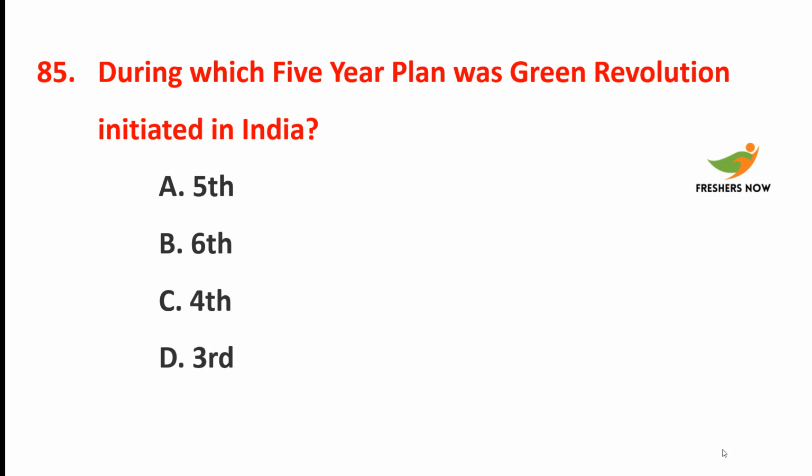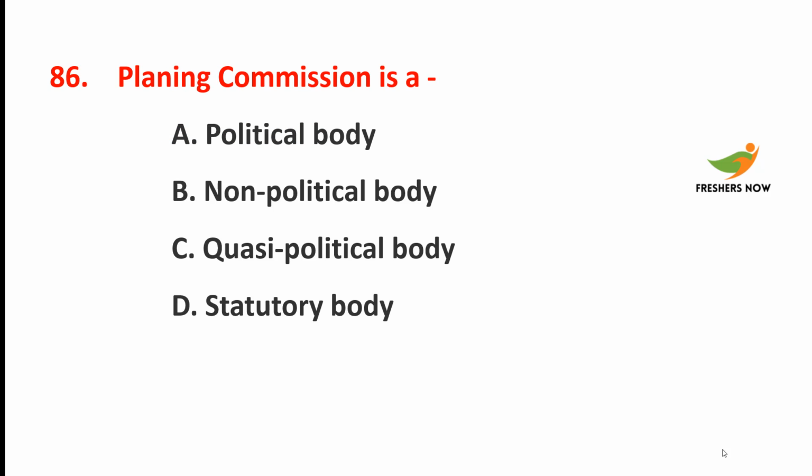85th question. During which 5-year plan was Green Revolution initiated in India? And the answer is B, 6th. 86th question. Planning Commission is a? Answer C, quasi political body.